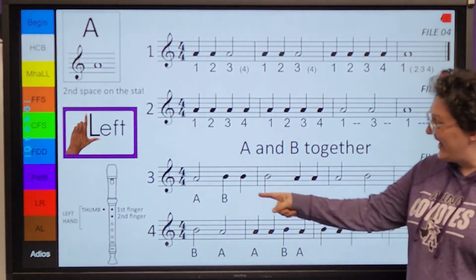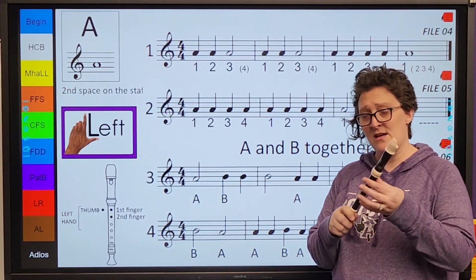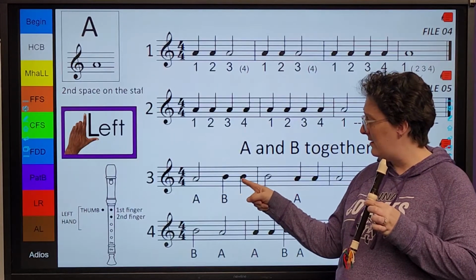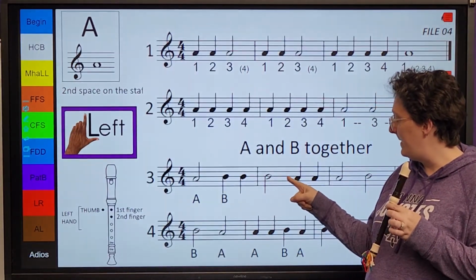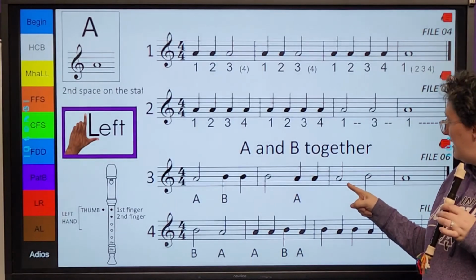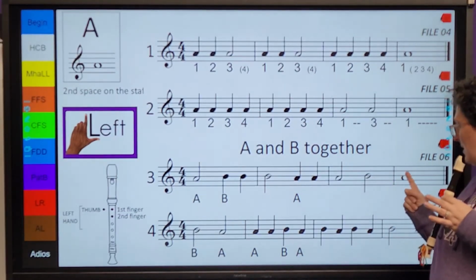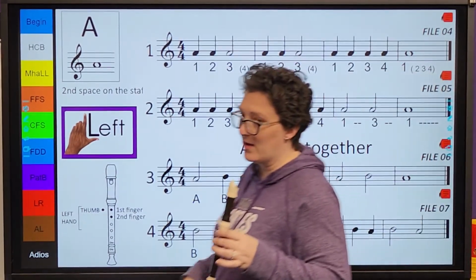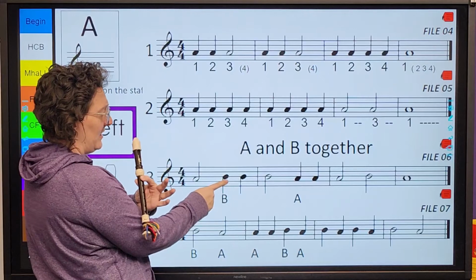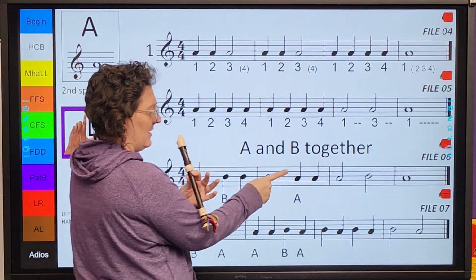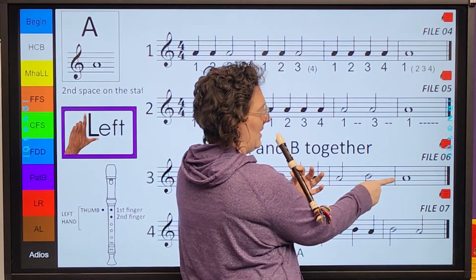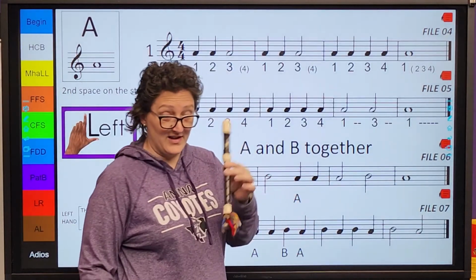All right, let's take a look at our letters. We need the letter A, thumb 1, 2. Then we move up to the letter B, B, B. Back down to the letter A, A, A. And then we have a B and an A. Move your fingers with me, please. Here we go. A, B, B. B, A, A. A, B, A. Let's try it with the music.